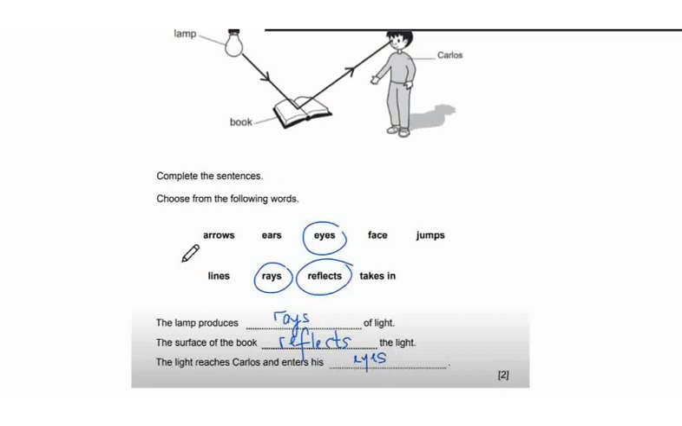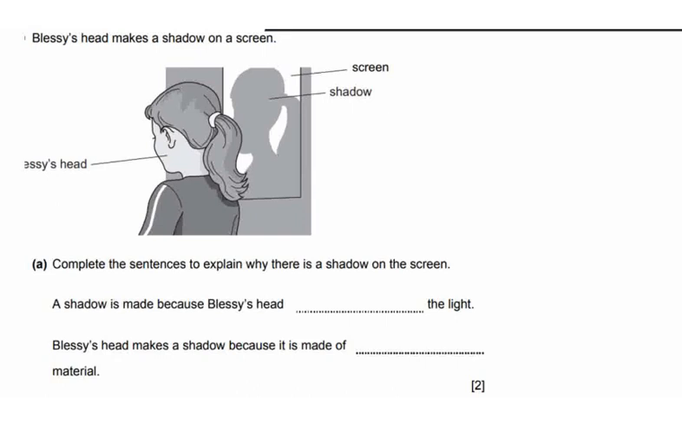Okay, next question. Glasses head makes a shadow on the screen. Screen, shadow, glasses head. Complete the sentences to explain why there is a shadow on the screen. The shadow is made because glasses head blanks the light. Glasses head makes a shadow because it is made of blank material. 20 seconds from now.